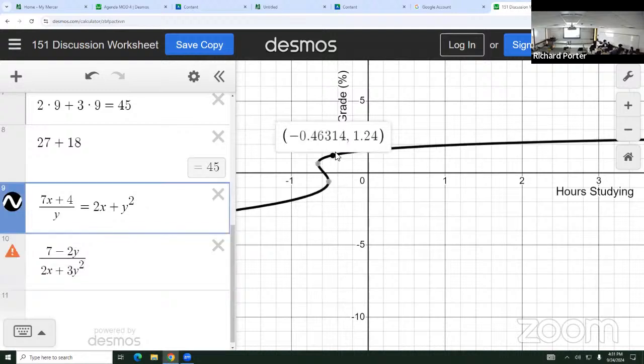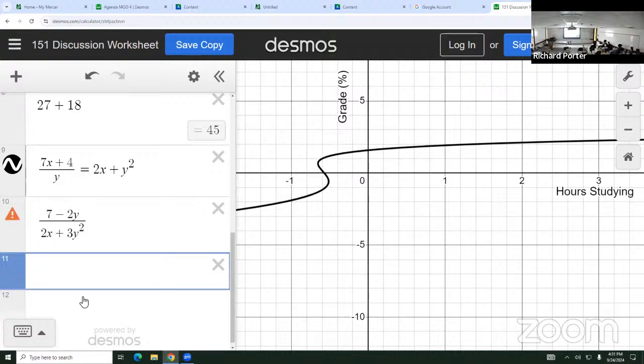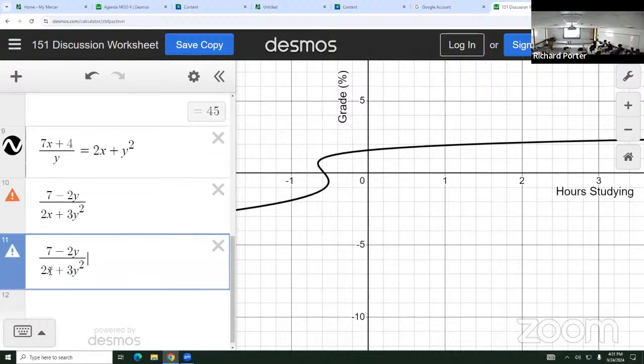It depends. But if I find a point like right here, that's like 0 and 1.5, let's go with 0 and 1.5. I could plug 0 in. It's not a function, so I have to plug in 0 for x. So that would be 2 times 0. And I have to plug in 1.5 for y.